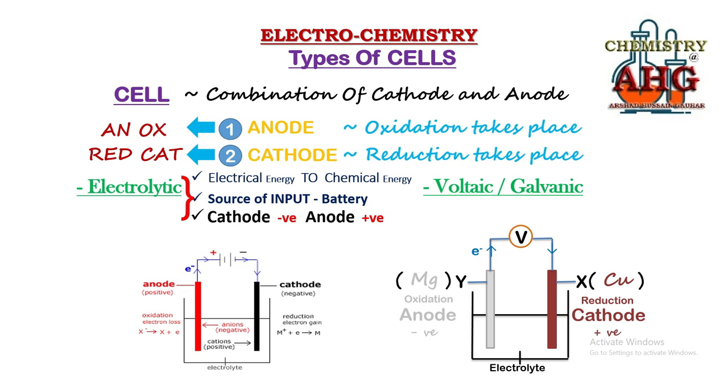Now some examples from daily life that you can remember for electrolytic and voltaic cells. For an electrolytic cell, you can remember whenever we carry out purification of some metals, for example purification of copper, an electrolytic cell is used. For electrolysis of water, an electrolytic cell is used. Electroplating and other applications of electrochemistry are also done by using electrolytic cells. So these are the common examples of electrolytic cells. Even extraction of aluminum is done by using an electrolytic cell.